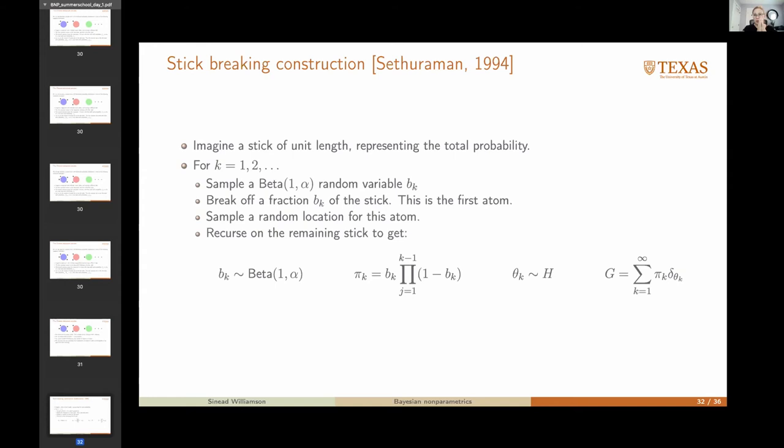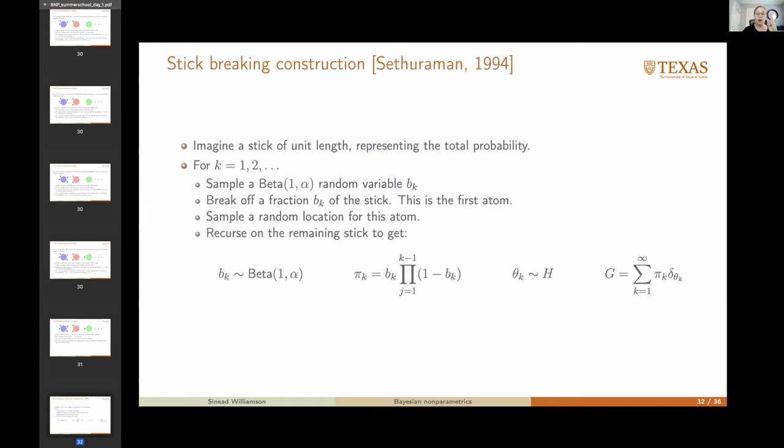So imagine I start with a stick of unit length. The unit length represents probability one. And what I'm going to do is sample a beta random variable, and break the stick at that point. So I'm going to sample a Beta(1, alpha), where alpha was my concentration parameter. And I'm going to break off that proportion and call that my first atom. I've then got the rest of the stick left. I'm going to recurse on that and do exactly the same again.